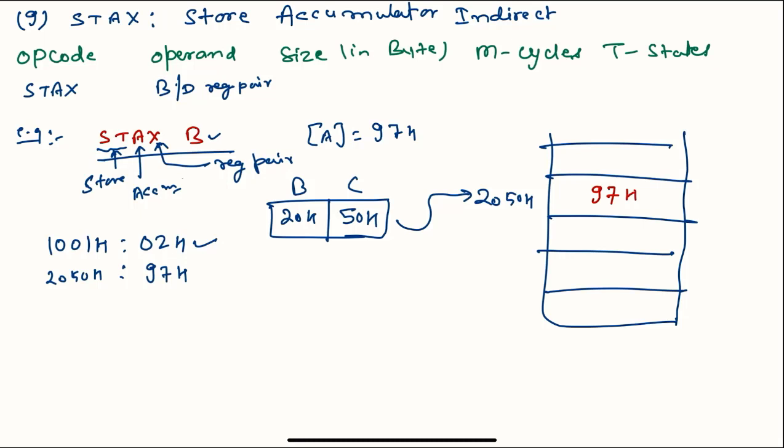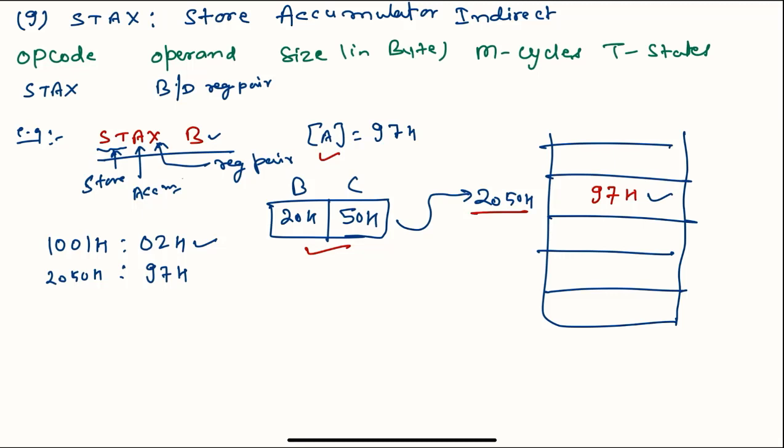After execution of this instruction, the content of the BC register pair as well as the content of the accumulator is not going to change. What will change is that whatever is the address pointed to by the BC register pair, 2050H, that location's content will be modified to 97H. So this is the functionality of this instruction.